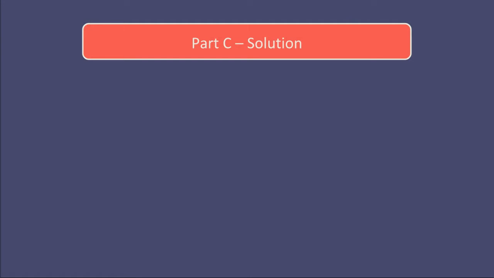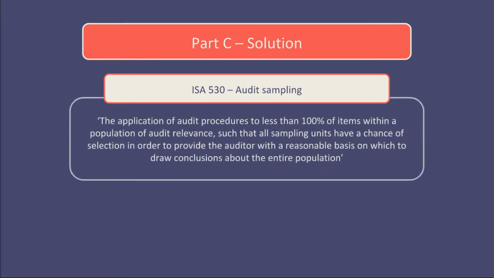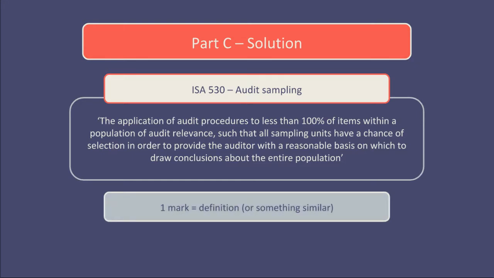Audit sampling is defined in ISA 530. The official definition is that sampling is the application of audit procedures to less than 100% of items within a population of audit relevance, such that all sampling units have a chance of selection in order to provide the auditor with a reasonable basis on which to draw conclusions about the entire population. For 1 mark, you will be expected to write this or something similar. It is best to prepare a version you can remember for the exam.